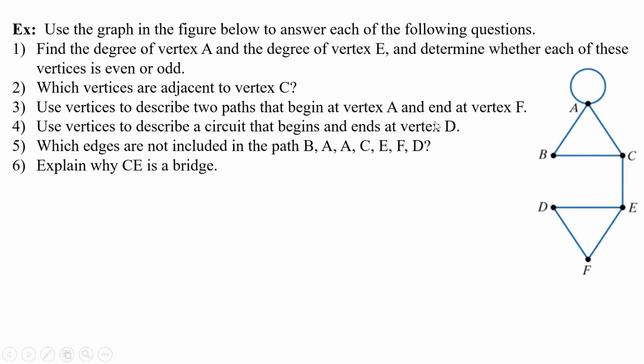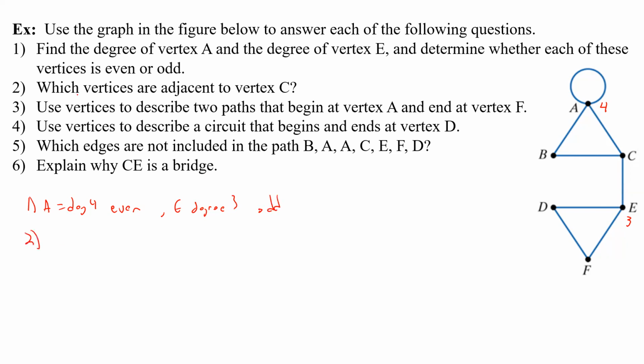All right, so use the graph here to answer each of the following questions. Find the degree of vertex A and the degree of vertex E, and determine whether each of these vertices is even or odd. All right, so we want A and E. Up here on the right, we have A. So we have 1, 2, 3, 4. So that has degree 4. And E, we have 1, 2, 3. So that's degree 3. So A has degree 4, and that's even. And then E is degree 3, and that is odd.